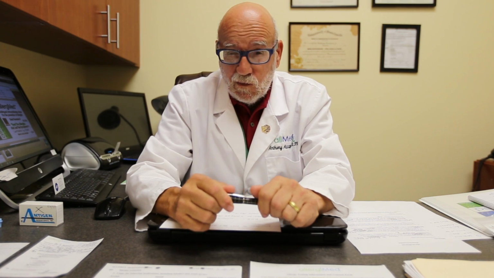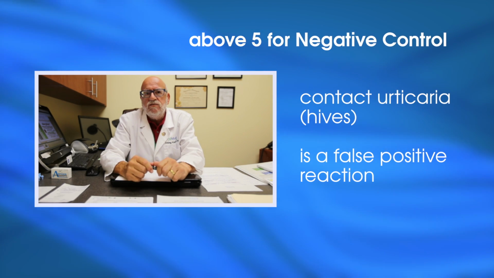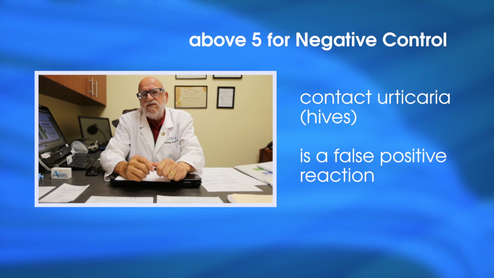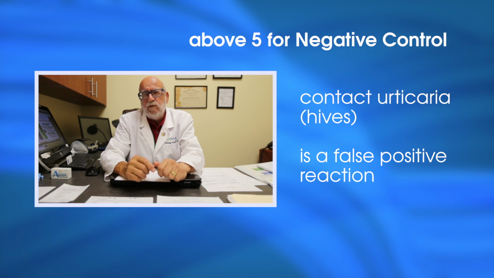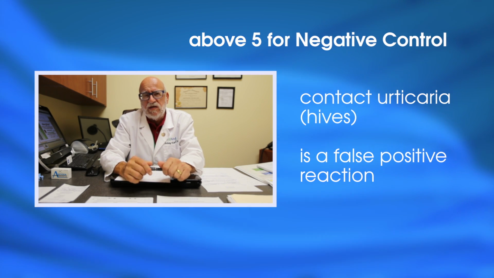But sometimes we get the opposite. Sometimes we get a wheel above 5 for the negative control, and there are several reasons for this. One of the main reasons is something called contact urticaria. Contact urticaria is hives. A patient will get hives just by touch, and with this you will get a reaction, and this reaction is a false positive.